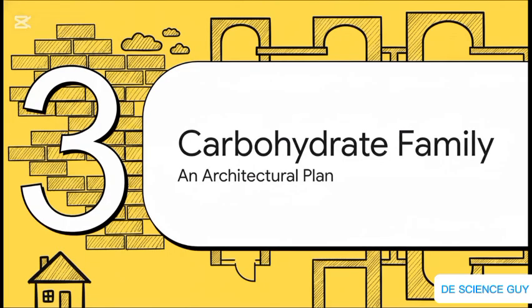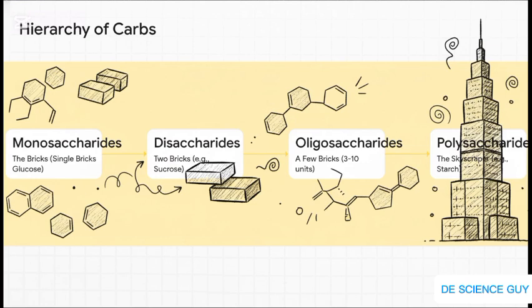So now we can finally step back and look at the whole architectural plan. We've got our bricks, we've got our mortar. Let's check out the different kinds of buildings we can make. This is how it all builds up. At the very bottom, you've got your monosaccharides, our single bricks, like glucose. Link 2 of them with a glycosidic bond, and you get a disaccharide, like table sugar, sucrose, or milk sugar, lactose. And by the way, lactose intolerance is literally just the inability to break that one specific bond in lactose. Link a few more, say 3 to 10, and you've got an oligosaccharide. And when you link hundreds or even thousands, that's when you get a polysaccharide, a true skyscraper, like our energy reserves, starch and glycogen, or the structural giant, cellulose.